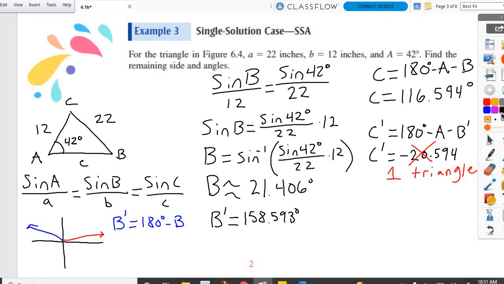So we can rule out B. There can be two triangles. We will have some cases where the C prime is going to be positive, and that would give us a second triangle. Can there be three triangles? What? There cannot be more than 2.